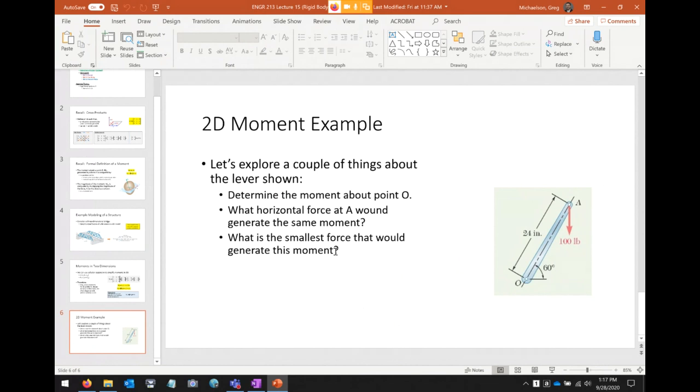So I have a lever that's 24 inches long, at some orientation, 60 degrees from the horizontal, and it's got a 100-pound force acting downwards at A. I want to explore a couple of things. Let's determine the moment, the horizontal force at A that would generate the same moment, and the smallest force that would generate that moment. Let's see if we can glean some understanding from this.